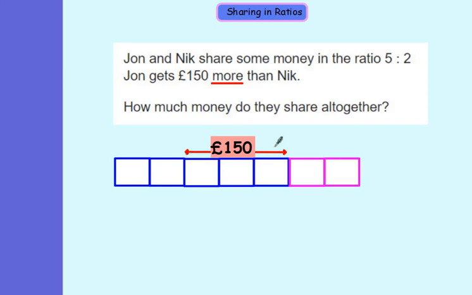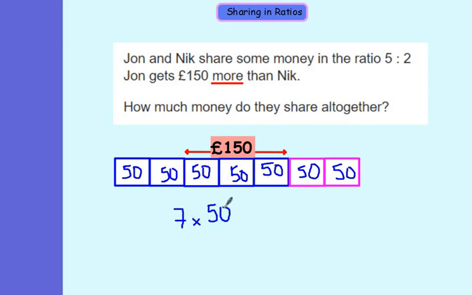Right, let's go through the answers. So we know that 3 of those squares is worth 150. So each of those little squares has got to be worth 50. All the squares are the same size, so the other squares have also got to be worth 50. So the money altogether is 1, 2, 3, 4, 5, 6, 7 times 50, which is £350. And that is a grade 7 GCSE question solved using the bar model.